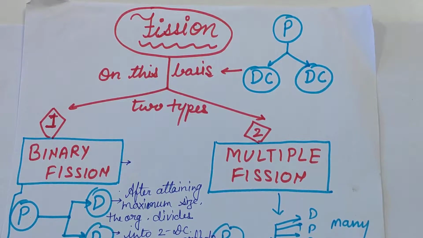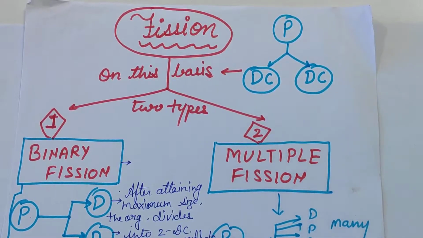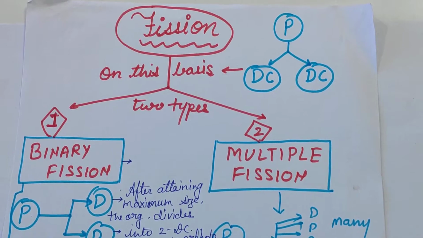Its meaning is splitting. You know very well, splitting. That means one parent cell splits into two daughter cells. On the basis of the division, it is of two types. Number one is binary fission and number two is multiple fission.